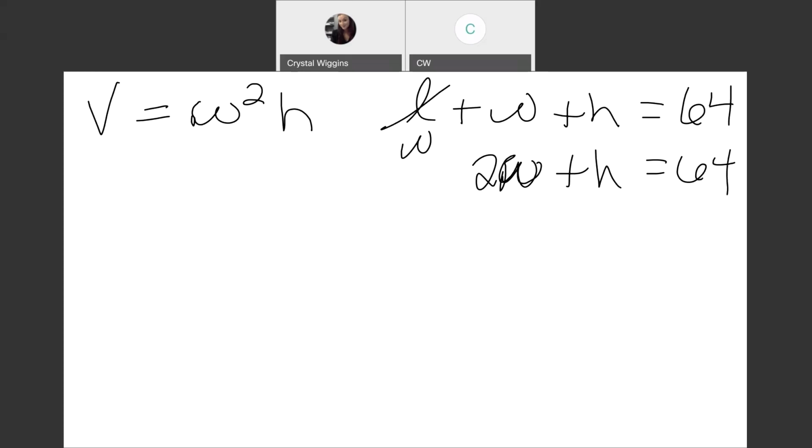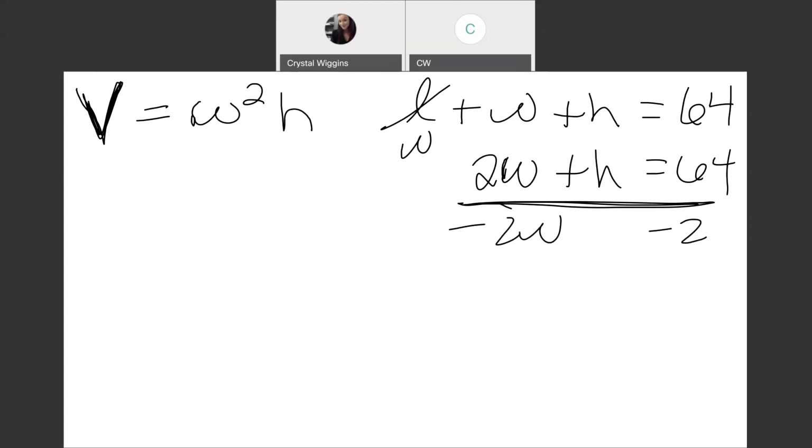And again, how do you know which one of these equations you should be taking the derivative of? It has to do with the wording of the problem. The wording of the problem said to get the greatest volume. So that means that we are taking the derivative of the volume formula, and we need this extra equation to help us with substitution. So since H is by itself, I'm going to subtract 2W on both sides and I'm going to get H is equivalent to 64 minus 2W.